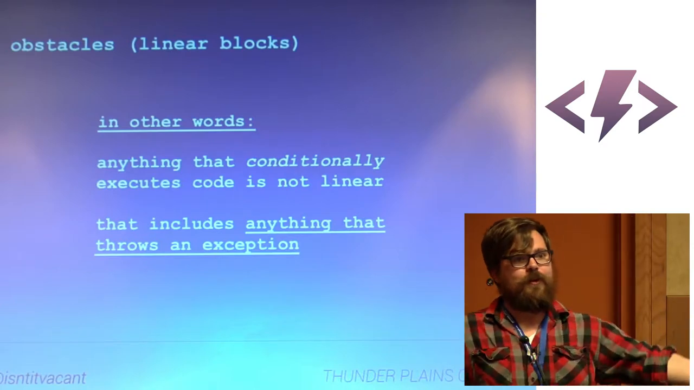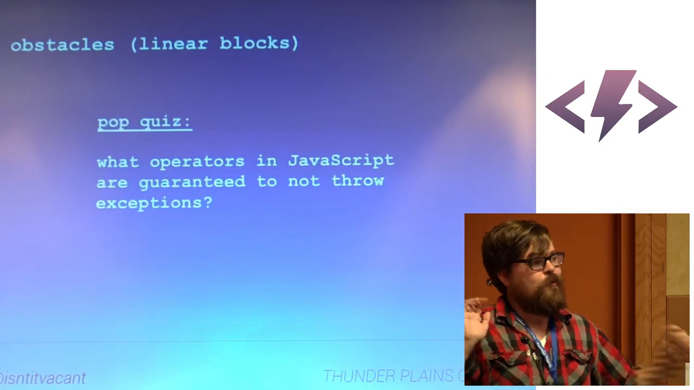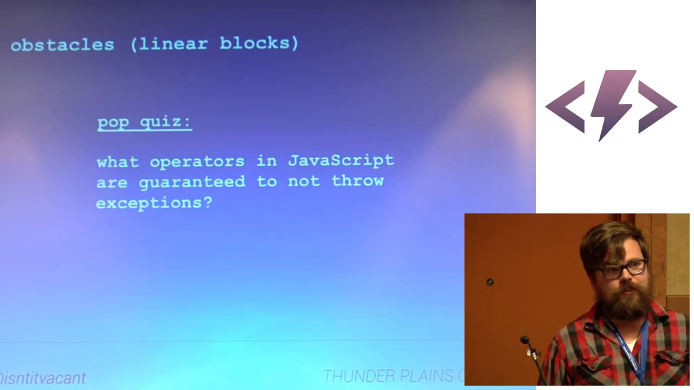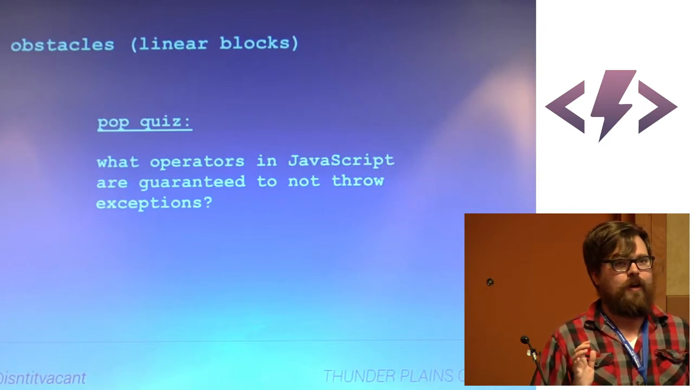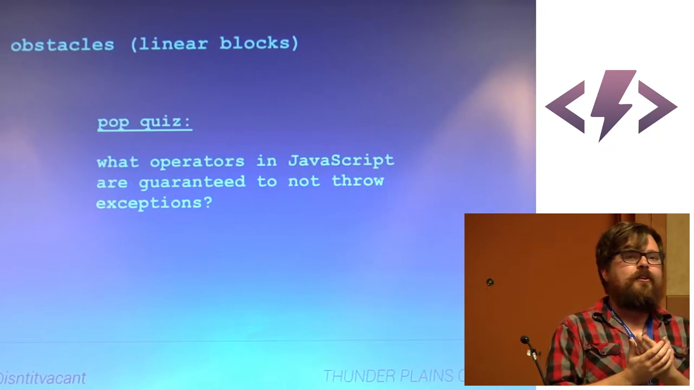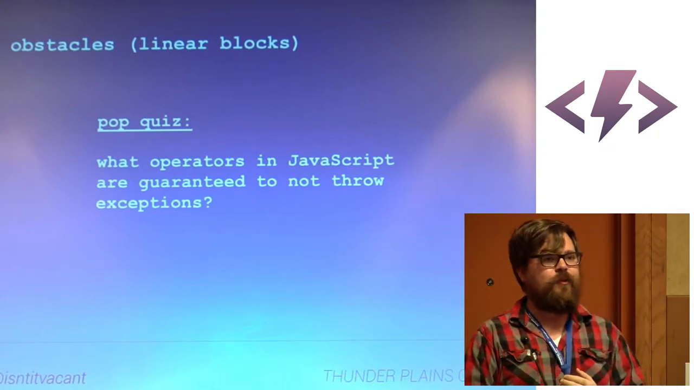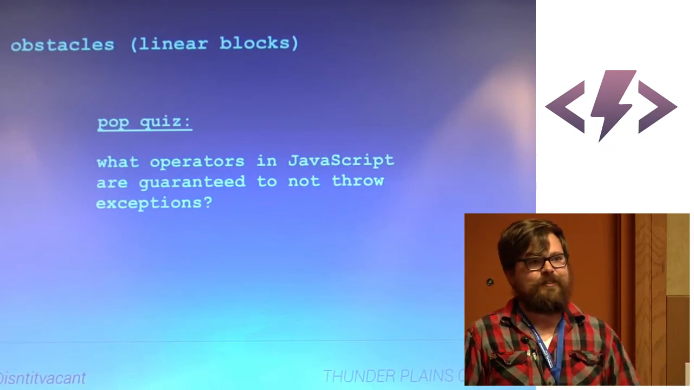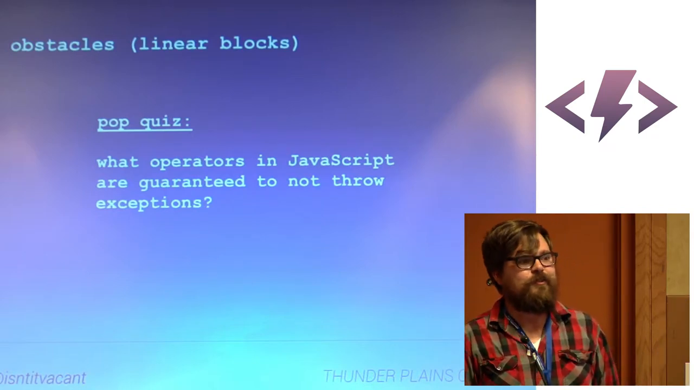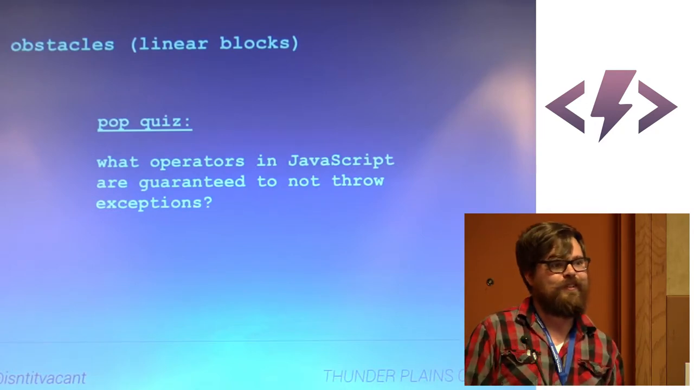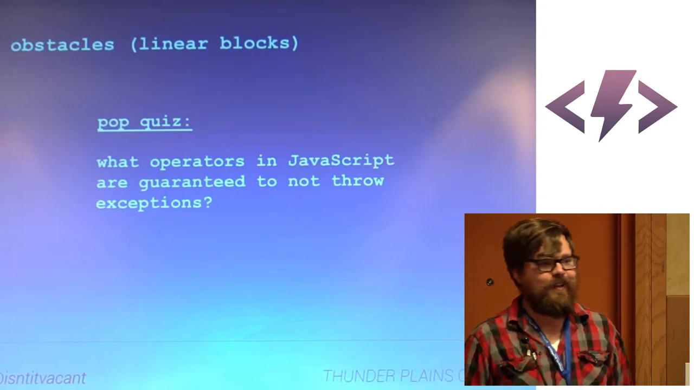So this is a bit of a pop quiz about JavaScript. What operators in JavaScript are guaranteed to never throw exceptions? I'll also take answers in the form of, how many do you think there are? People who think there's like three kinds of operators, can you raise your hand? Cool. Two? One? We're going down. Going up? I was trying to pick the lowest. Oh, okay.